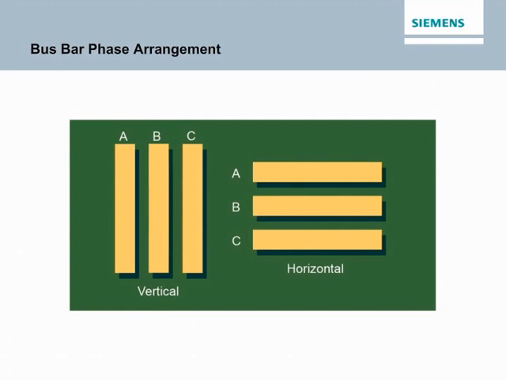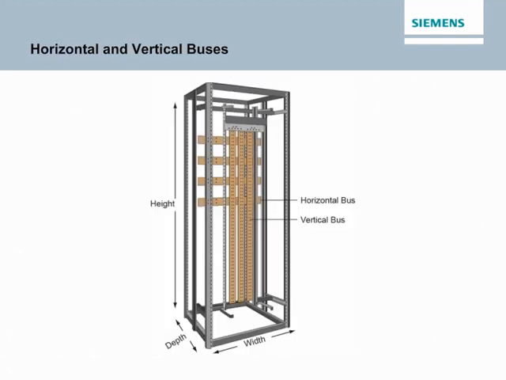If a non-NEMA phase sequence is used, it must be marked on the switchboard. Unless otherwise marked, it's assumed that bus bars are arranged according to NEMA. The diagram illustrates accepted NEMA phase arrangements. Buses are mounted within the frame. Horizontal bus bars are used to distribute power to each switchboard section. Vertical bus bars are used to distribute power via overcurrent devices to the load devices.